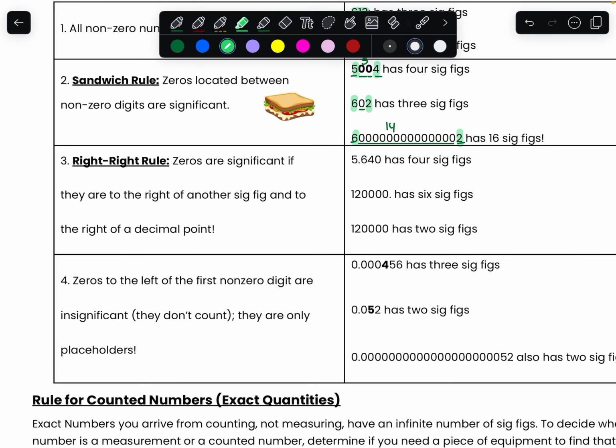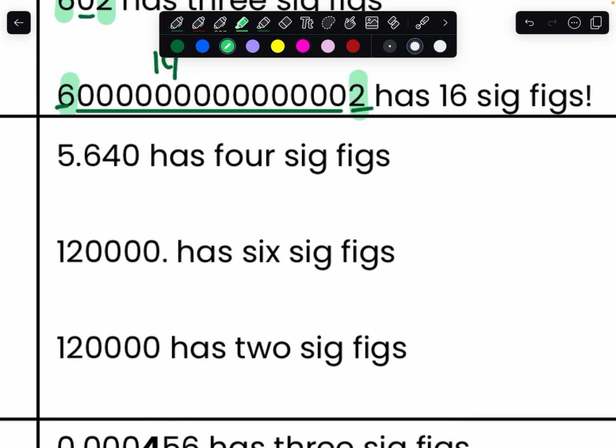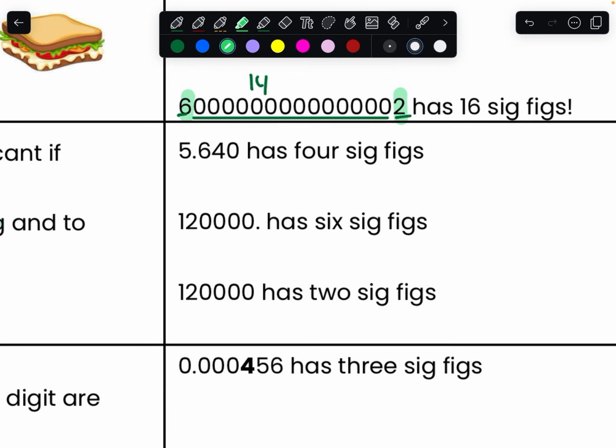Zeros are significant if they are to the right of another sig fig and to the right of a decimal point. And notice how I'm saying another sig fig here. It doesn't have to be a non-zero sig fig, just a sig fig. Okay, so 5.640 has 4 sig figs.